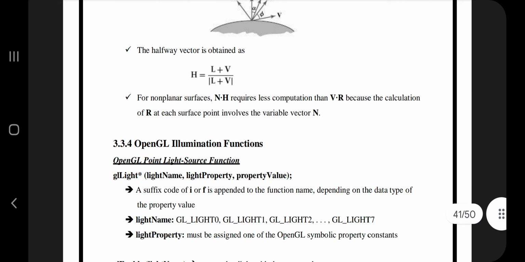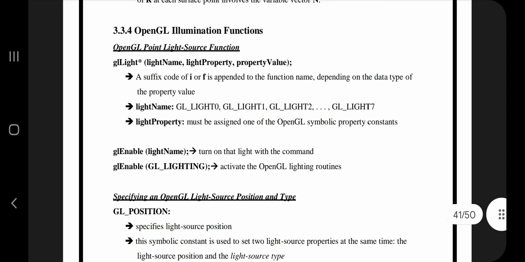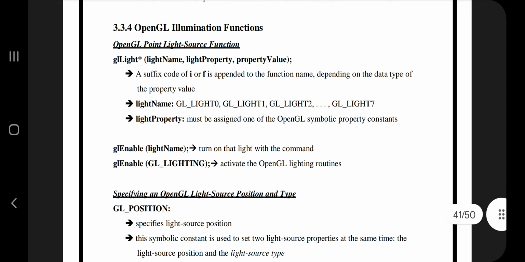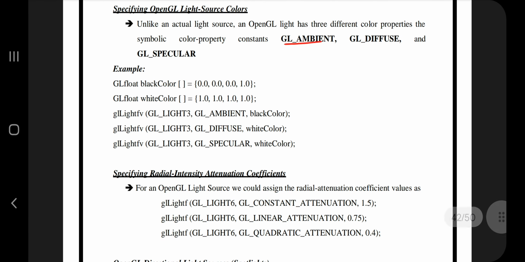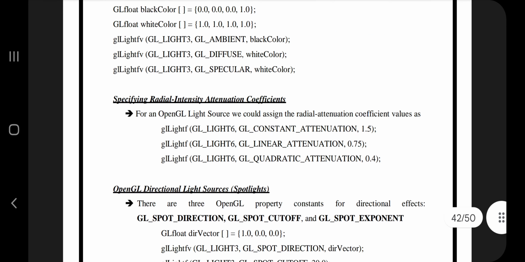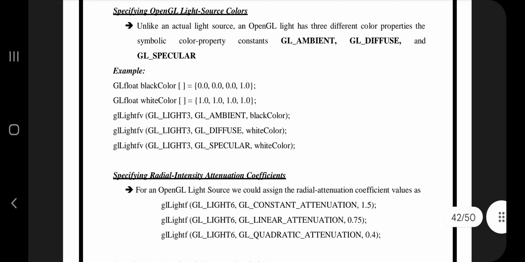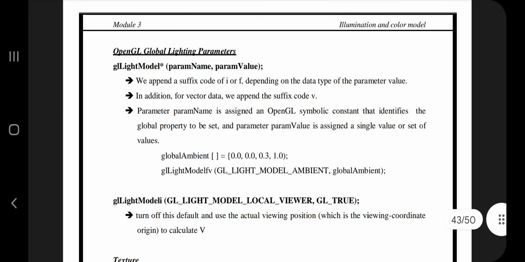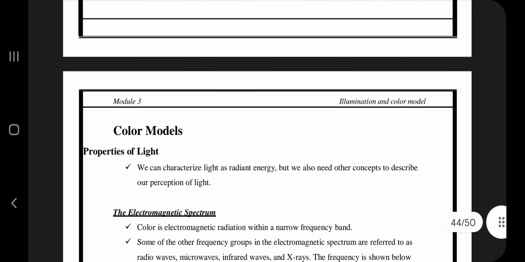Next we have the OpenGL illumination functions. The illumination functions are just like darkening it or lighting it: the light name and property, the position where you have to do it, and 3 types: ambient, diffuse, or specular, whichever model you are using. For information, there are 3 illumination models: the ambient model, the diffuse model, and the specular model, also known as the Phong model, which we just now discussed. How to implement that in OpenGL, those functions are mentioned here, so you can go through them.